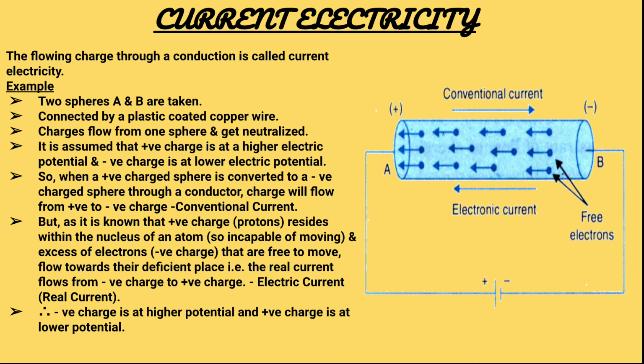So when an atom is deficient of electrons, that is, electrons are fewer than protons, the atom is known as positively charged. And when the atom has more electrons than protons, it is negatively charged. When there is an excess of electrons, the electrons will flow from their side to the deficient side. That is real current flowing, from negative to positive, known as electric current or real current. Therefore, in reality negative charge is at higher potential and positive charge is at lower potential, whereas according to conventional current, the positive charge is at higher potential and negative charge is at lower potential.